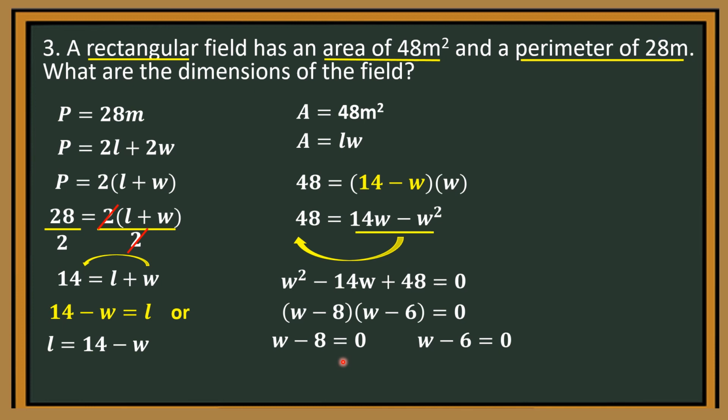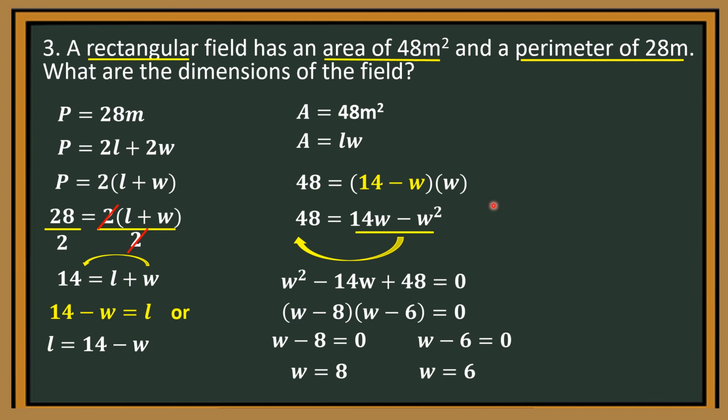Then, solve for W. Transpose negative 8 to the right side. So, it will become positive. W is equal to 8. Same thing here. Negative 6 transpose to the right side. So, it will become positive. So, W is equal to 6.